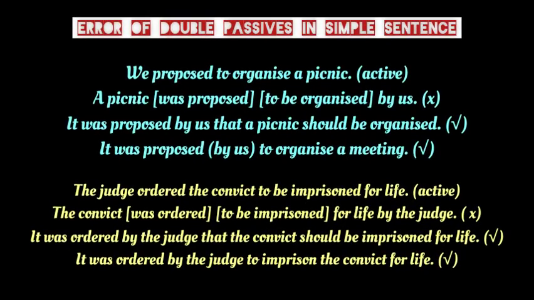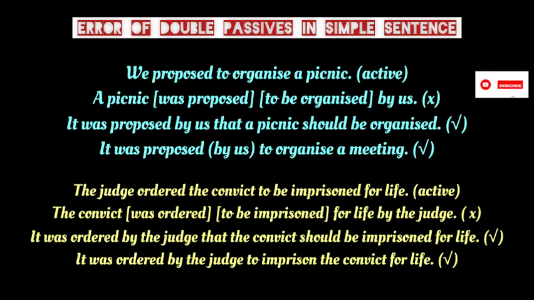Now in the last segment of this video, I am going to explain the error of double passives in a simple sentence. To understand the concept, first look at the simple sentence in active voice on your screen. We proposed to organize a picnic. Suppose we have to change this into passive voice. Now look at the first passive sentence on your screen. A picnic was proposed to be organized by us.